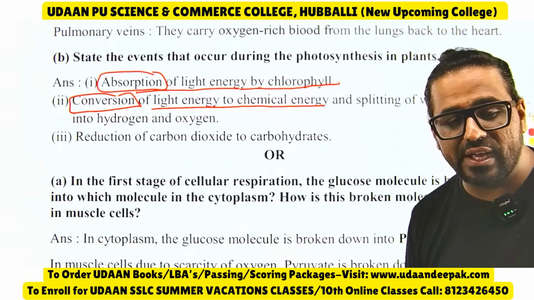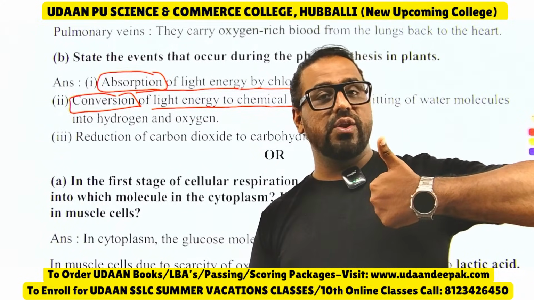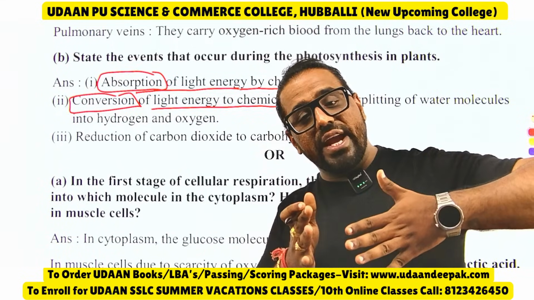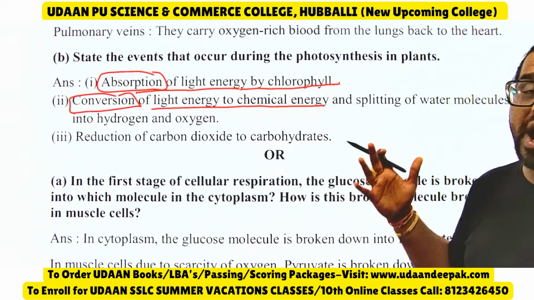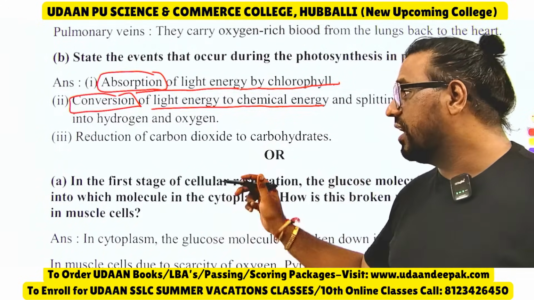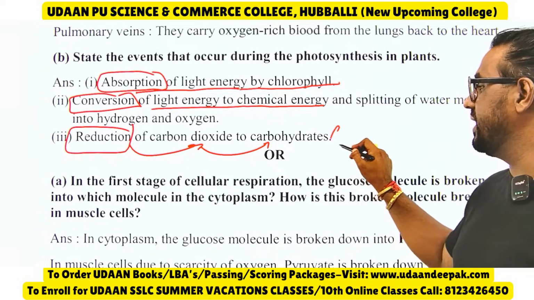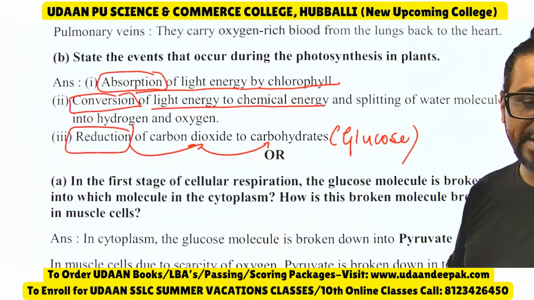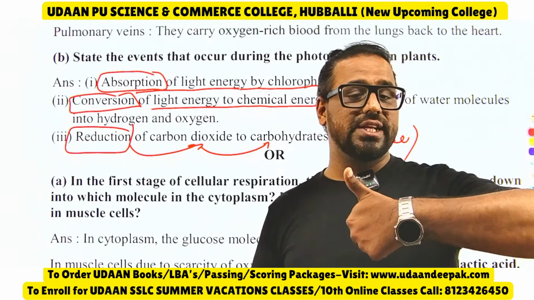So repeat after me. First one is absorption: absorption of sunlight by chlorophyll. Second one is what? Conversion: conversion of light energy into chemical energy and splitting of water molecules into hydrogen and oxygen. Third one is reduction, that is reduction of carbon dioxide to carbohydrate or glucose. So these are the 3 steps or 3 events in photosynthesis.